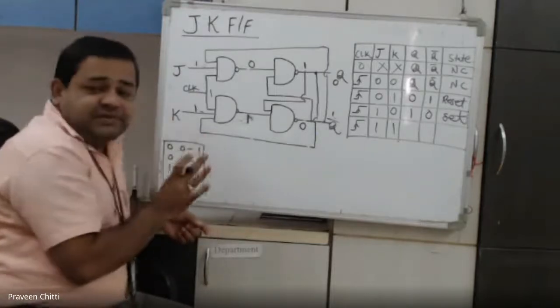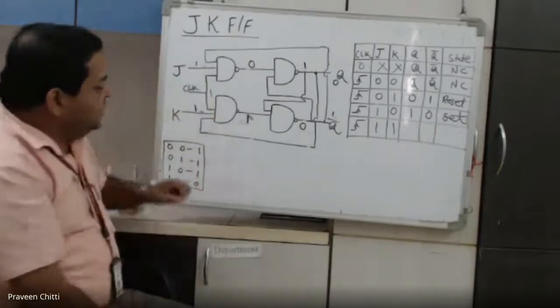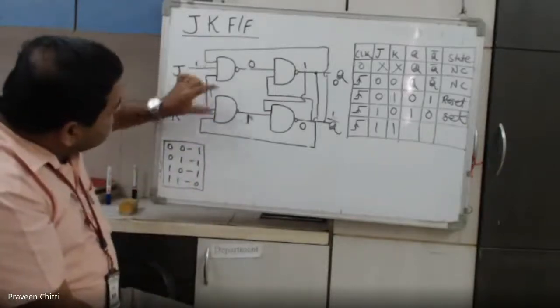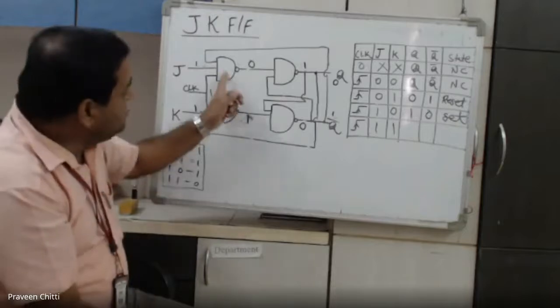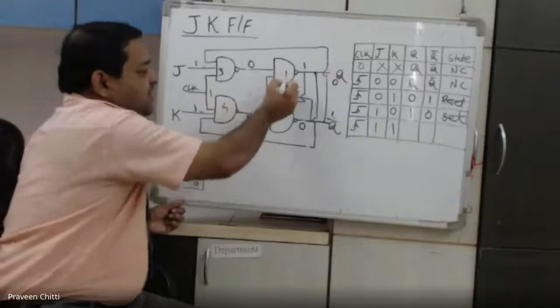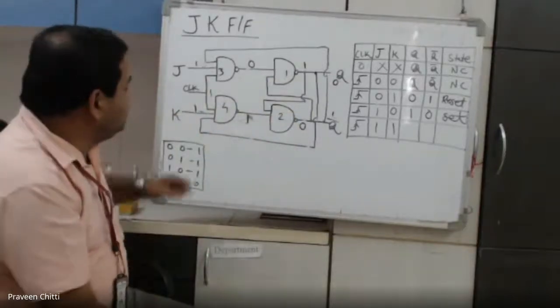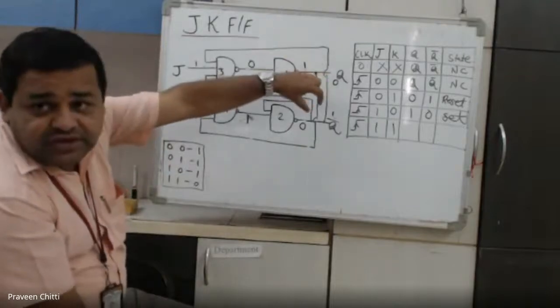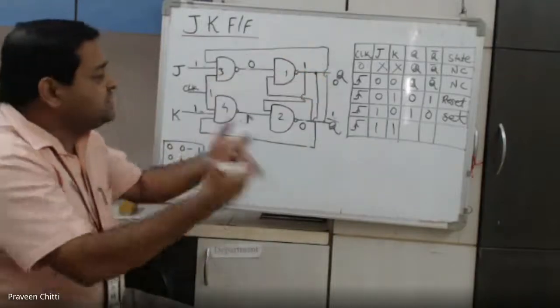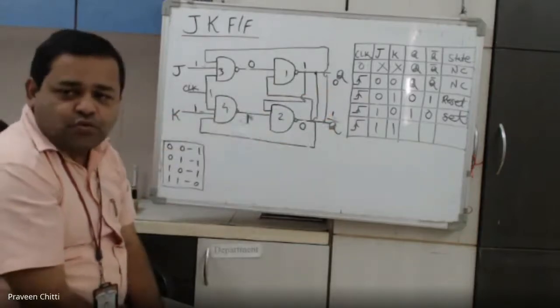What I did, I will explain once again. Clock is applied, J is 1, K is 1. So the two inputs to both the NAND gates are 1. We will not be able to decide upon the outputs of gates 3 and 4 unless and until we know the previous state. So I am assuming the previous state of the flip-flop: Q equal to 0, Q bar equal to 1.